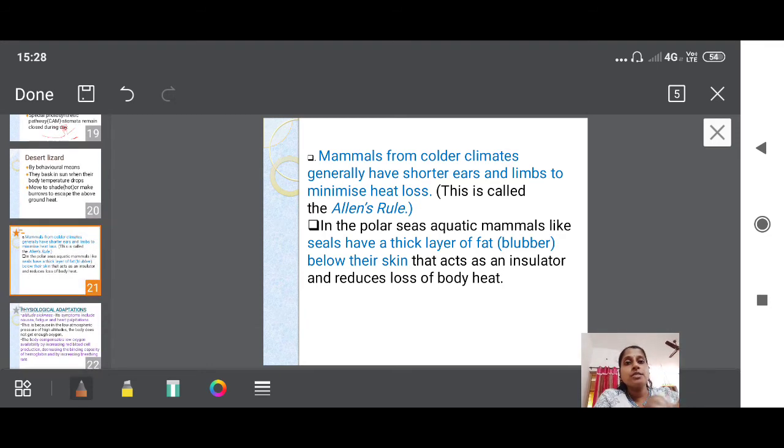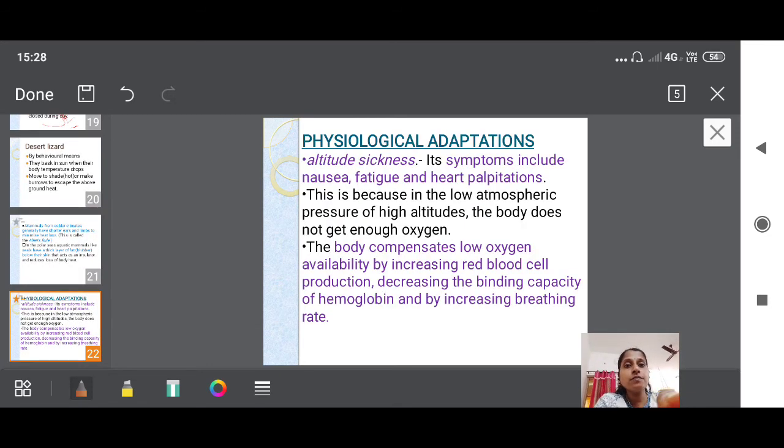The next, when you are seeing the rest of the characteristics, what is that? Physiological adaptation. What is physiological? Functionally your body is performing in a different way. So how is your body functionally performing in a different way?